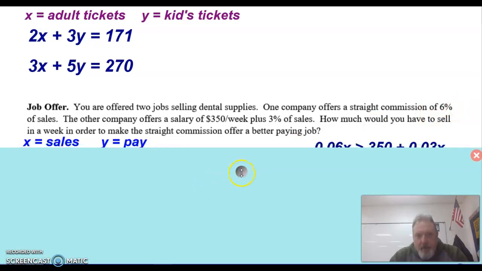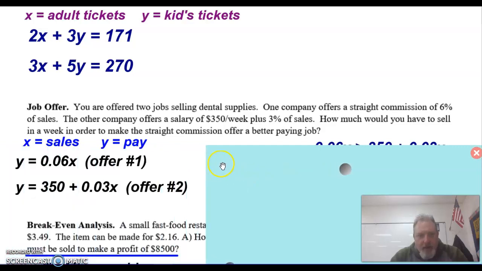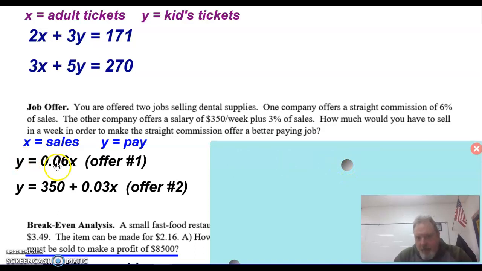So we'll let X be our sales. We'll let Y equal our pay. And so you can see here's job offer 1. Job offer 1 is the straight commission, 6%. Job offer 2 is the $350 a week plus 3% of sales.